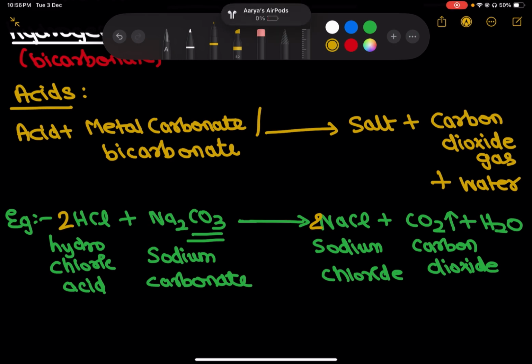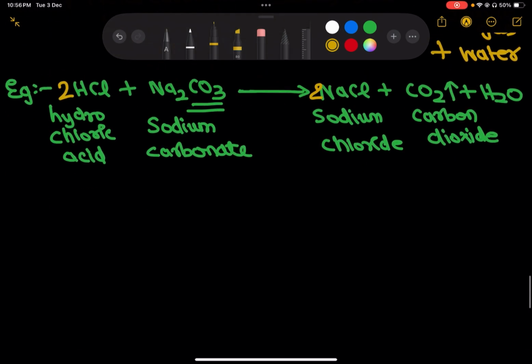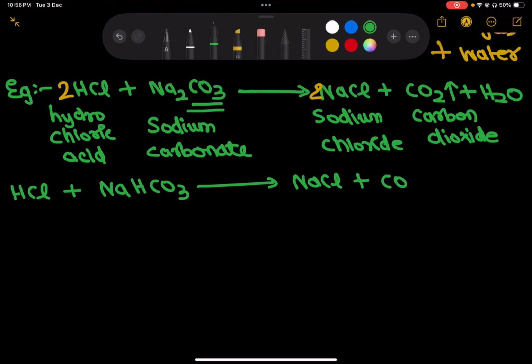Now we'll check for metal hydrogen carbonate. So the same acid we'll take. So here we have HCl, plus now here we'll take metal hydrogen carbonate, NaHCO3, which gives NaCl plus CO2 plus H2O. So here there is no change in the products, but the reagents have changed. So the left side has changed.